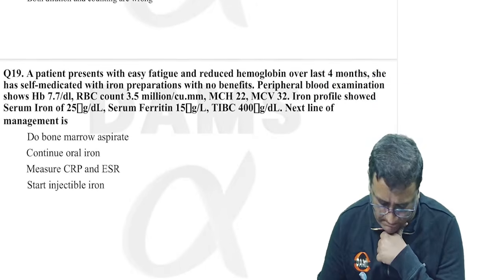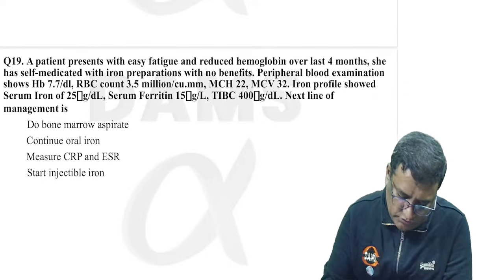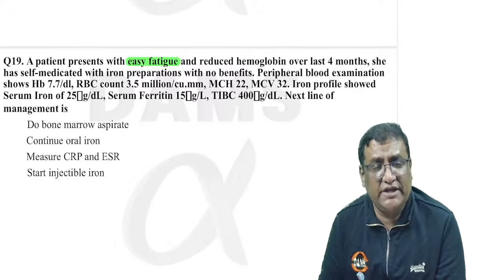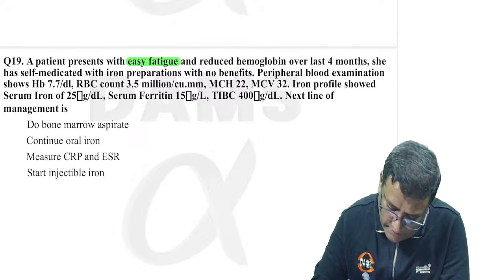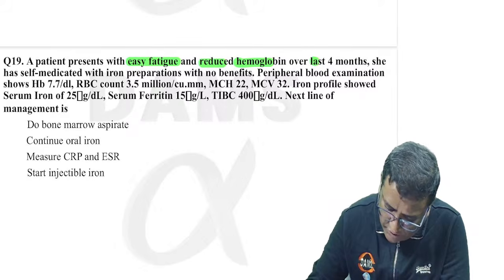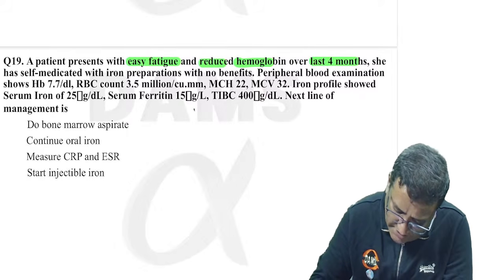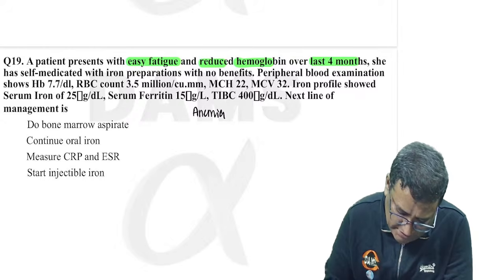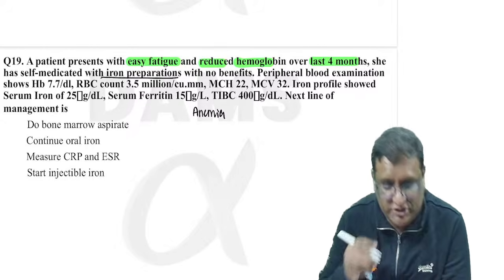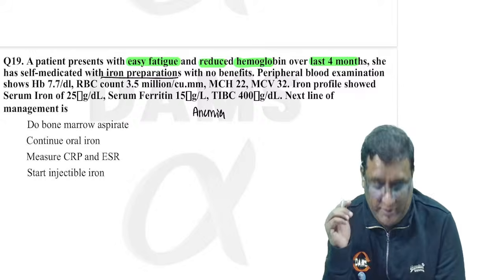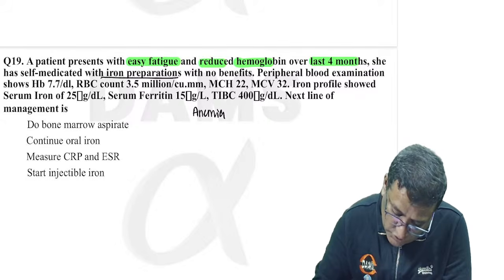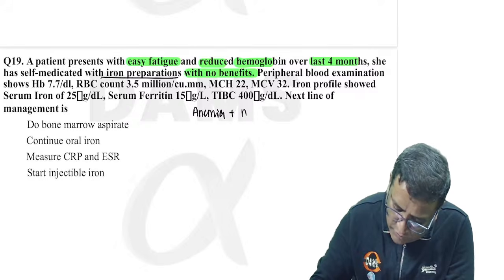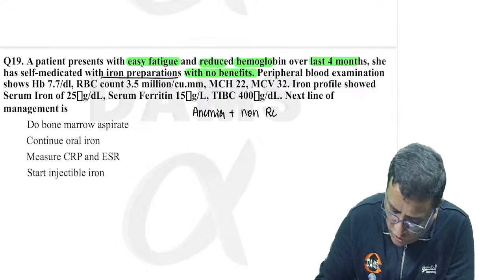Next question. Okay, a patient presents with easy fatigue. Again, easy fatigue, again you are thinking of anemia. Reduced hemoglobin is already given, that means anemia for the last 4 months. She has self-medicated with an iron preparation. So she already has taken iron preparation with no benefit. So she is anemia plus non-responder. I would say non-responder to oral iron now.